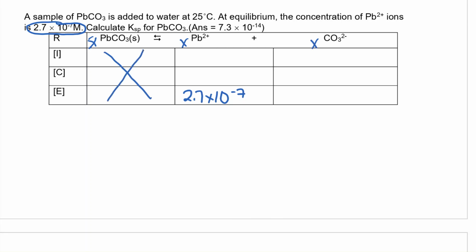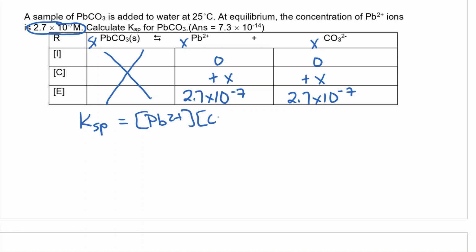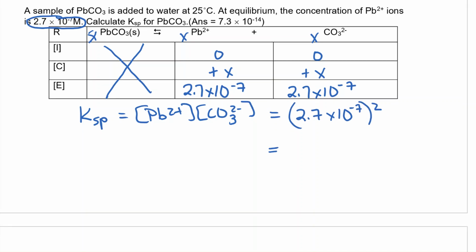We don't worry about the solids in the equilibrium expression, and we could fill all this ICE table in if you wanted. So as we dissolve, we're going to be making a 1-to-1 ratio of the lead ions and carbonate ions, which means our final carbonate ion concentration is also 2.7 times 10 to the negative 7th. And now we just need to write our Ksp expression. We're going to have lead 2 plus times the concentration of the carbonate. And we just plug in our values, so that would be 2.7 times 10 to the negative 7th, and we're going to square. Our final answer is 7.3 times 10 to the negative 14th.